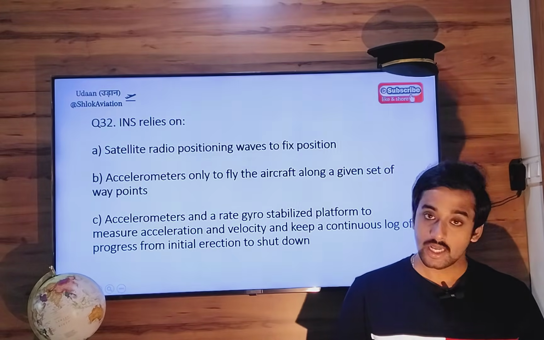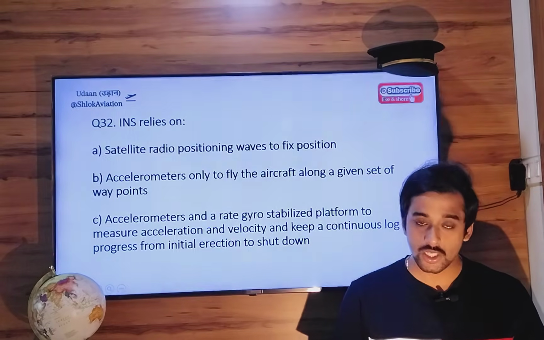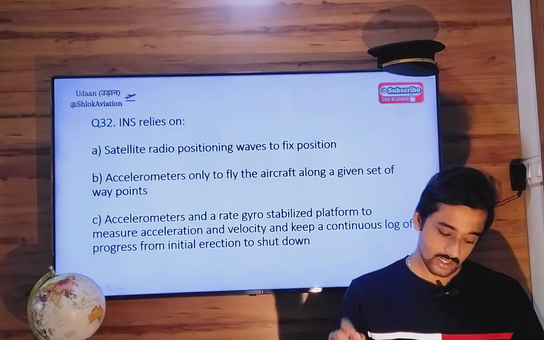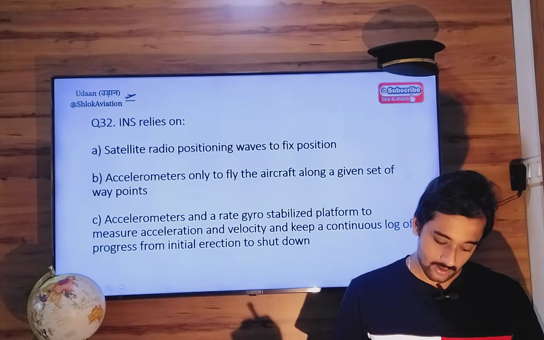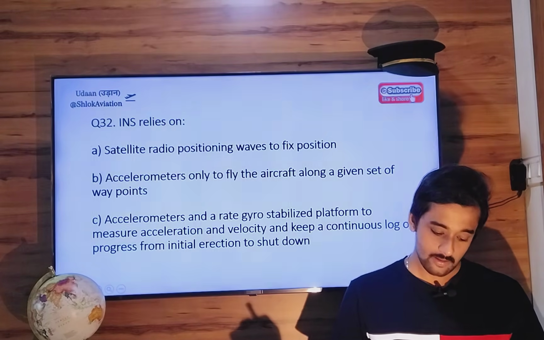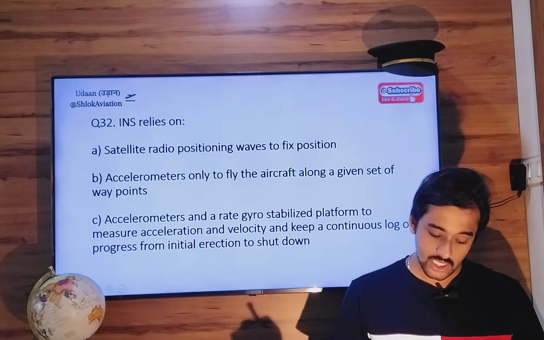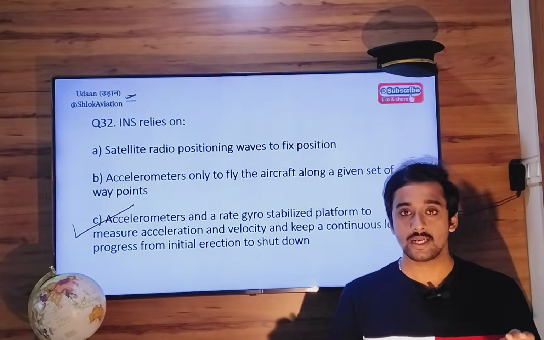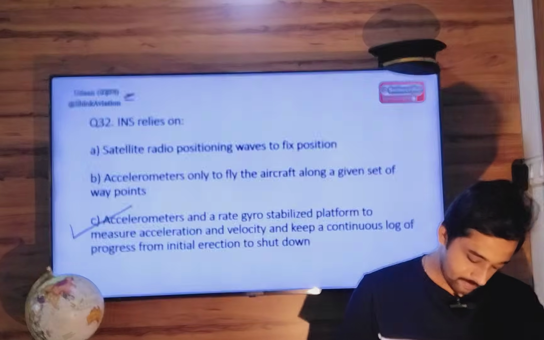Next, inertial navigation system relies on satellite radio positioning waves to fix position, accelerometers only to fly aircraft along a given set of waypoints, accelerometers and rate gyro stabilized platform to measure acceleration and velocity and keep a continuous log of progress from initial erection to shutdown. The correct answer is option Charlie. Your INS relies on accelerometers and gyro stabilized platform.